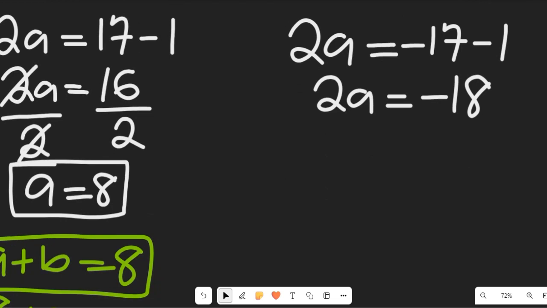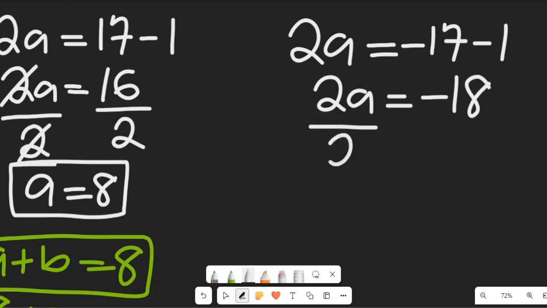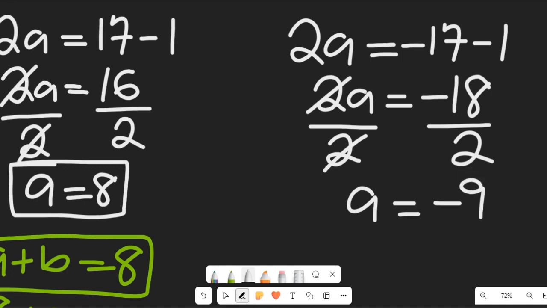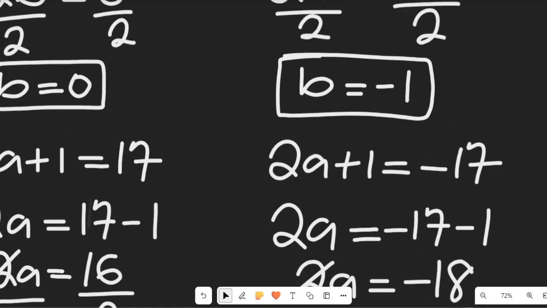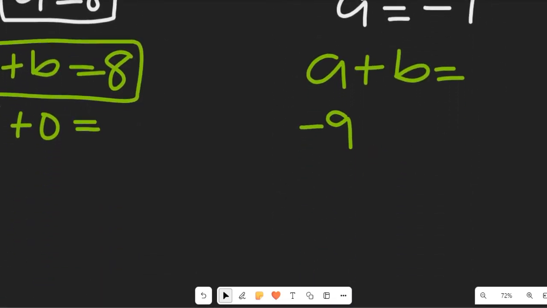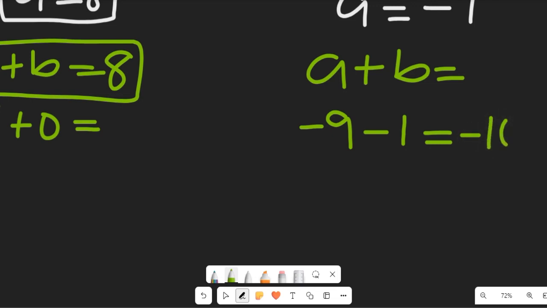So if we simplify this, we are going to have this divided by 2 and this divided by 2. Why? 2 clears 2. Our a will be equal to negative 9. So you see that if we add a and b here, the value of a plus b will be equal to, we have our a to be negative 9, and our b is equal to negative 1. So negative 9 plus negative 1 is going to give us negative 1 minus 9, and that will give us negative 10.